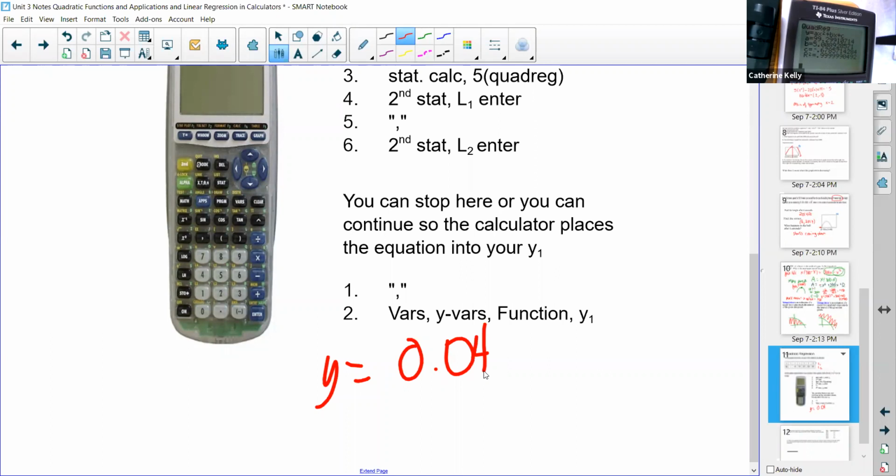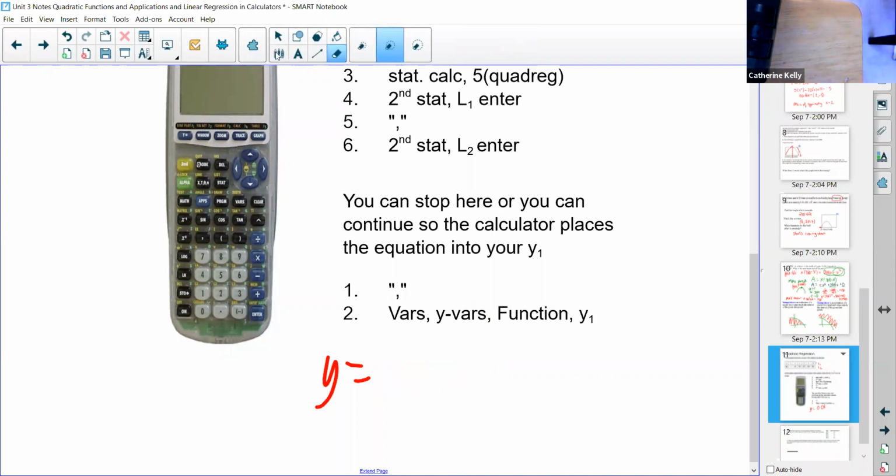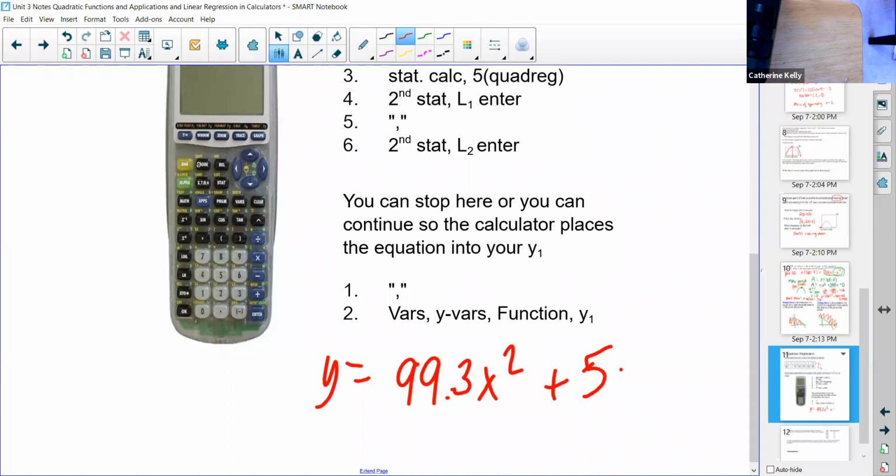And then that. And then my Y. So there it is. And I'm going to pull it closer so I can read it. And I'll write it up here. Y equals 99.3, we'll say, X squared, plus 5, we'll say, X, and then plus or minus 0.68.